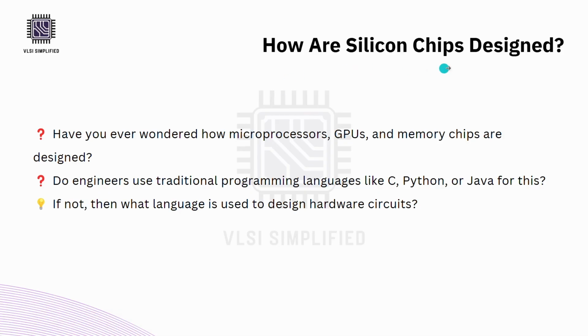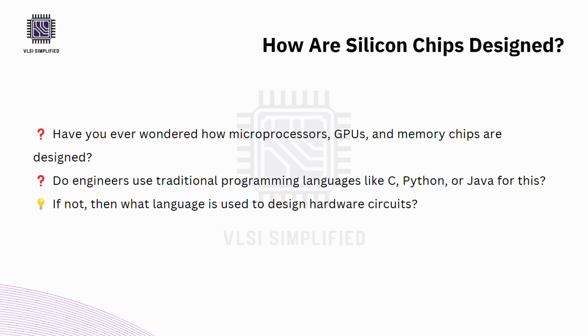How are silicon chips designed? So let's start with a simple question. Have you ever wondered how microprocessors, GPUs, and memory chips, the brains of our electronic devices, are actually designed? Now you might think, do engineers use languages like C, Python, or Java to design these chips? We use those languages for building software, right? So engineers use programs to design hardware.